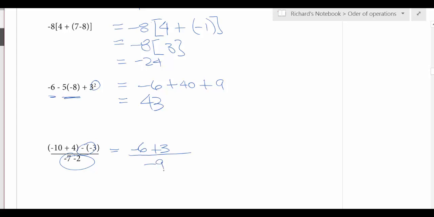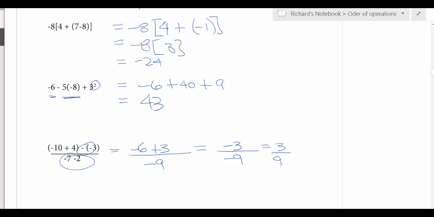Okay, well, what next? Well, now I can actually do some work in the top. First, I'm going to draw the fraction bar because it is a grouping symbol. It's separating the top from the bottom. -6 plus 3 is, well, -3. And in the bottom, I've got -9. Well, I have a negative divided by a negative. It makes it a positive. So this becomes 3/9.